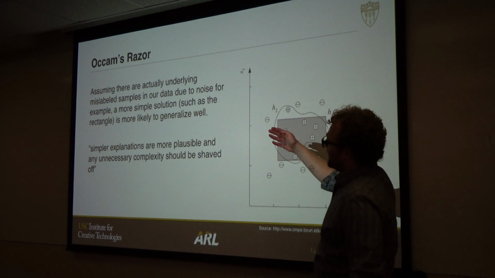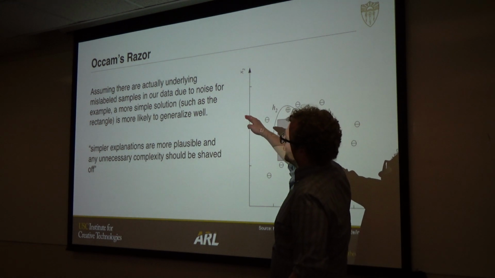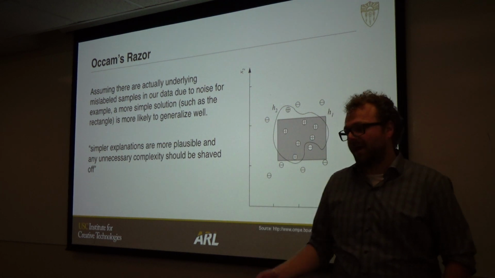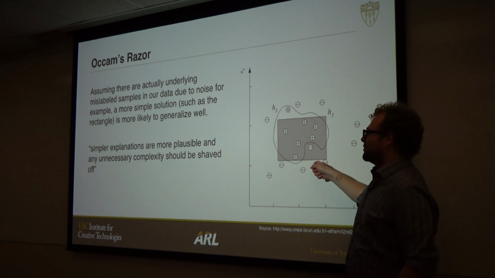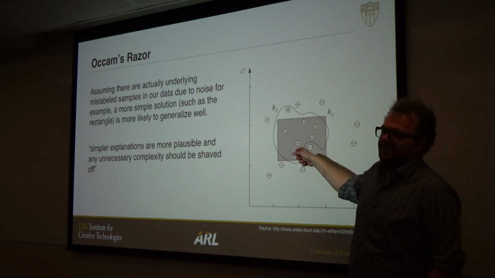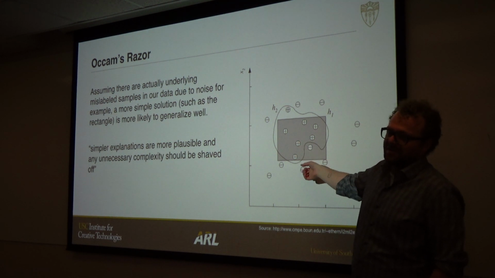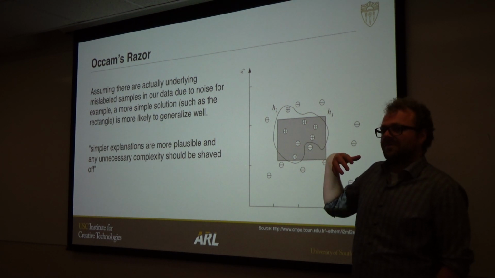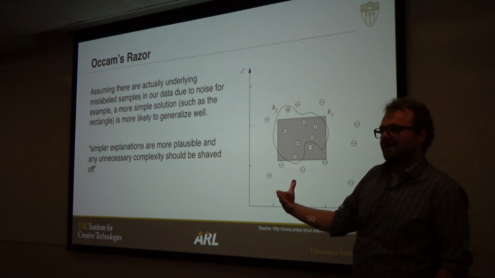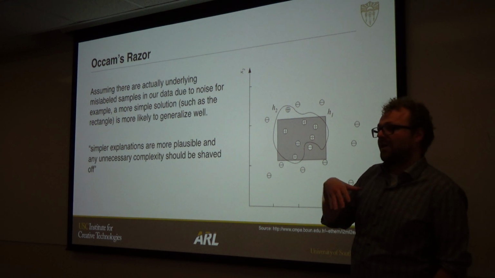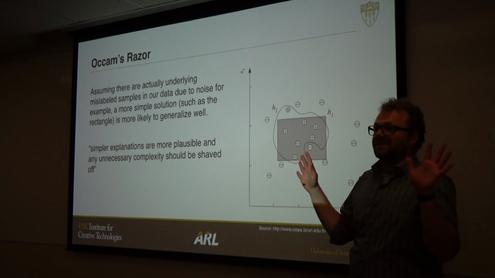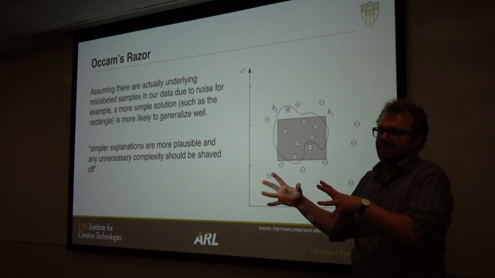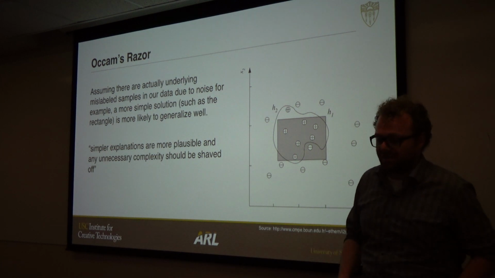So if we know that there is noise, a simpler solution is much more likely to generalize well. It is very easy to optimize everything on a small training set, but it's not very easy to come up with a classifier that generalizes well over unseen data that the problem has never seen. You have never seen other data points in the data set, but that's very hard to do, okay?